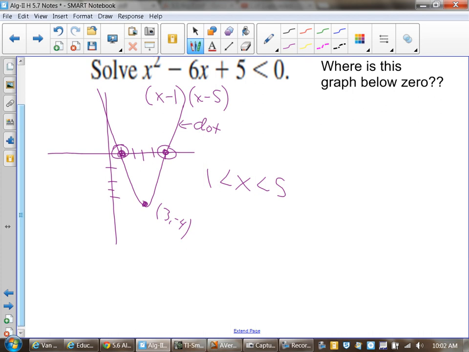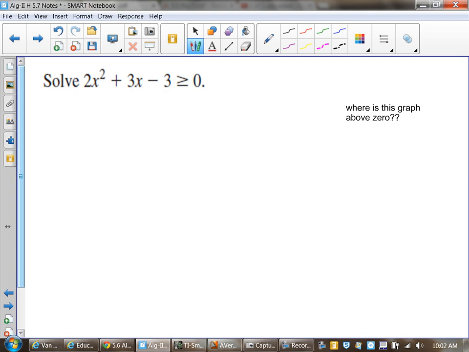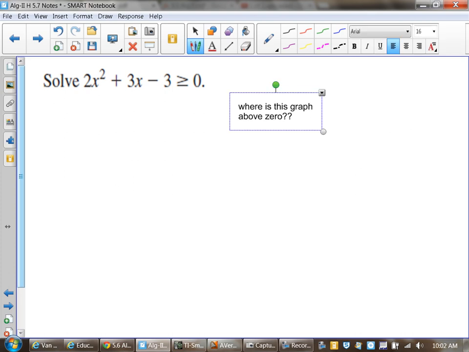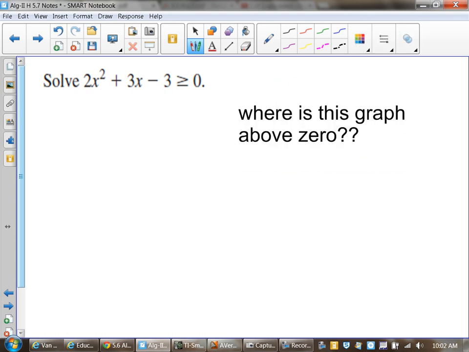Those are the intercepts. So when you're looking here, you're finding your intercepts, is it above or below the graph? Well, it's got to be below or less than. See how this is less than? Where is this graph below 0 is what that's asking you. It's below 0 between those 2 points. Same thing goes here. In this case, it's a greater than or equal to 0. So what am I asking? Where is the graph above 0? So you do the same thing.